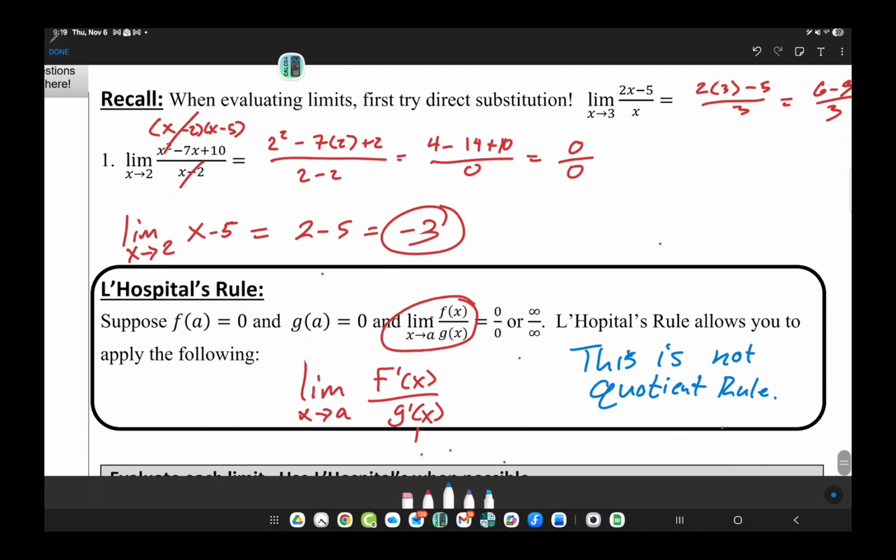So for example, as the limit as x approaches 2, what's the derivative of my numerator for my first question? Well, that is 2x minus 7. What's the derivative of my denominator? 1. If I plug in 2 now, I get 2 times 2 minus 7, which is 4 minus 7, which is negative 3.